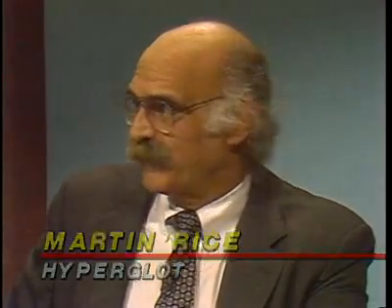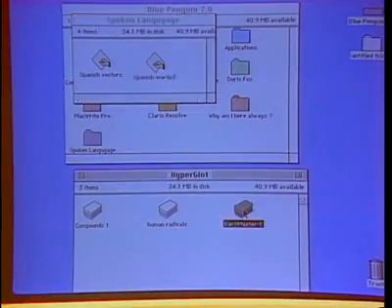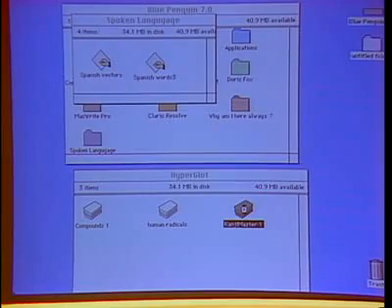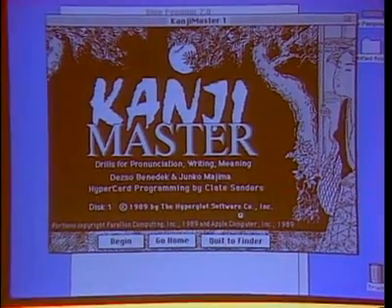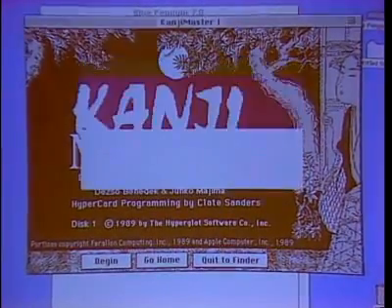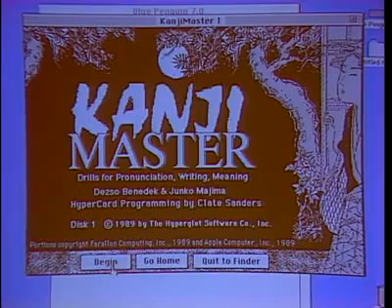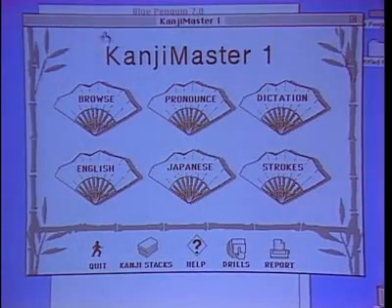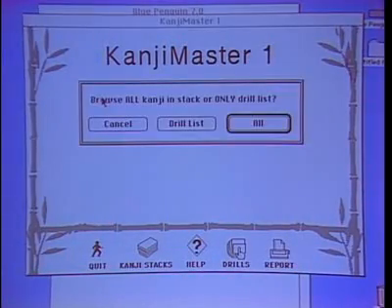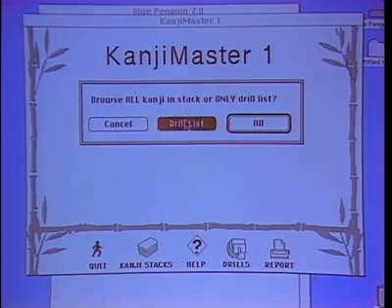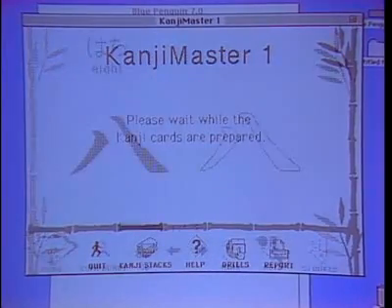What are you going to show us here, Martin? Well, I'll show you something called Kanji Master, which was an award-winning program last year that is supposed to teach the kanji, which are really difficult to learn. This presupposes that you might not know any kanji whatsoever.